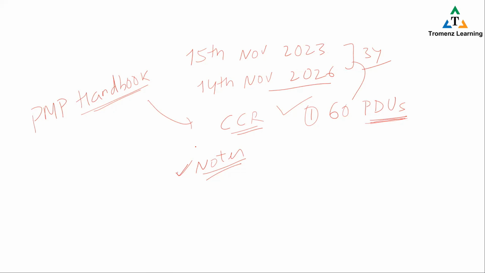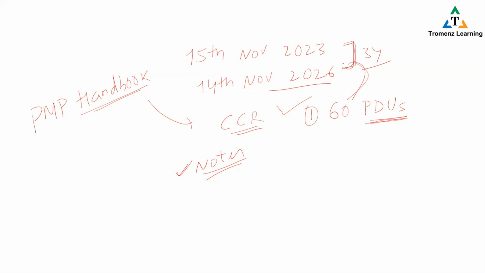So as and when you gather the PDUs, you can log into PMI's website and claim them, that is, enter the details. It would be approved. And an audit could still happen. Just in case it is audited, they will ask you for evidence of that PDU. So there are many, many ways of earning PDUs. Attending a webinar or conference could give you PDUs. You have to earn a total of 60 PDUs within the 3-year window, anytime during the 3-year window.